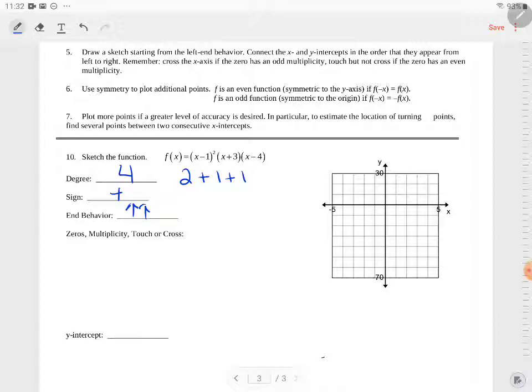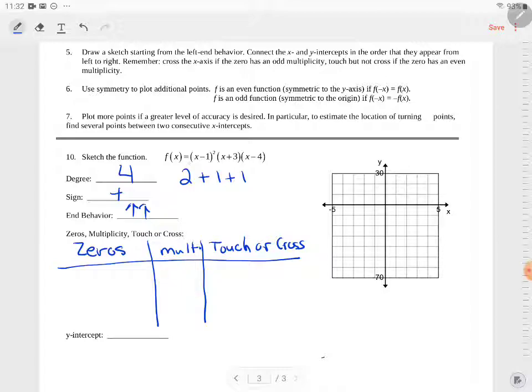Okay, so on your lab, we're going to do zeros, multiplicity, and then touch or cross. We're going to make a table. Just makes your life a little bit easier. Okay, so if I count, there are 1, 2, 3 zeros.